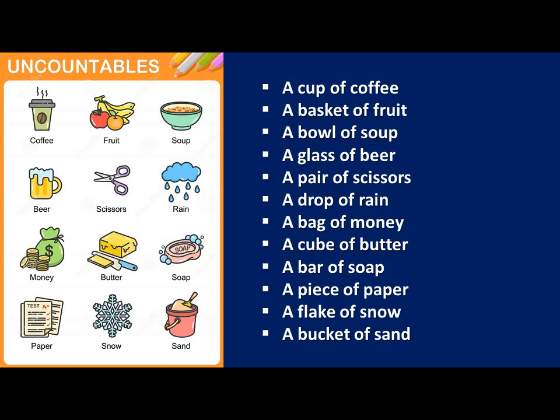There's a bag of money or a bundle of money. Butter, we've mentioned already. We say a cube of butter. A bar of soap. A piece of paper. Two pieces of paper. Snowflake, we say a flake of snow. See, the one snow is called a snowflake. And so we can say a snowflake or a flake of snow, a pile of snow. And then the sand is in a bucket. And so a bucket of sand.